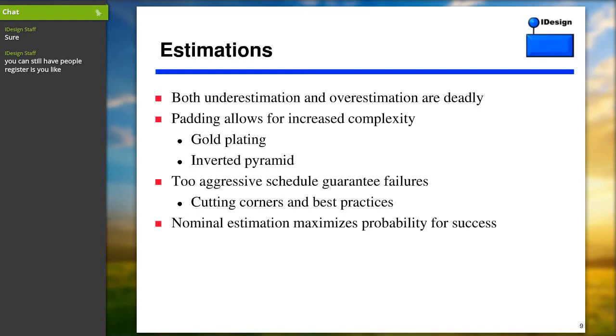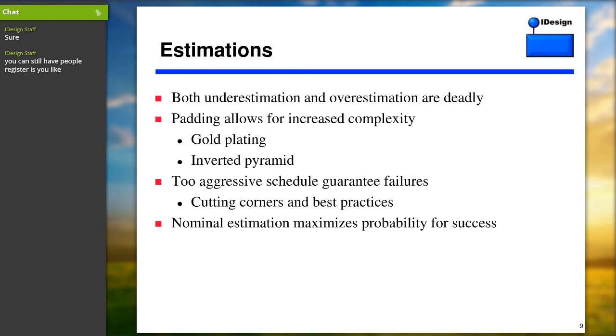Now, the reasons why underestimation and overestimation are different. For underestimation, it's deadly because the moment you give people too aggressive deadlines, they're going to let go of the best practices. They're not going to do enough testing. They're not going to document what they do. They're not going to invest enough in design. And by doing so, they will simply set themselves to fail.